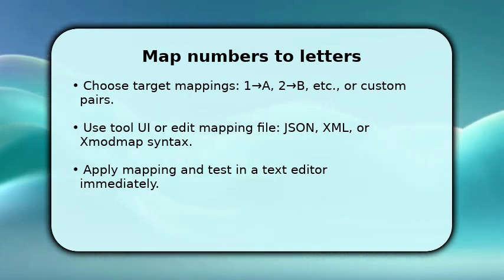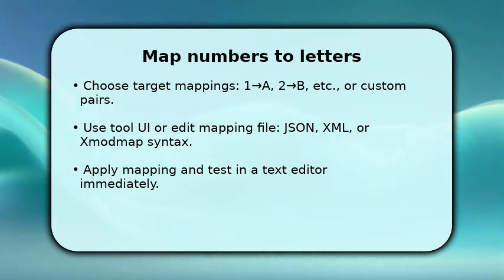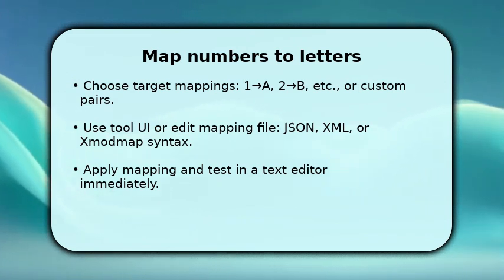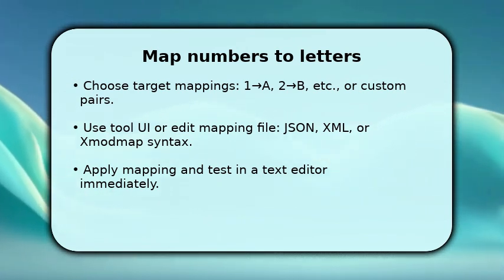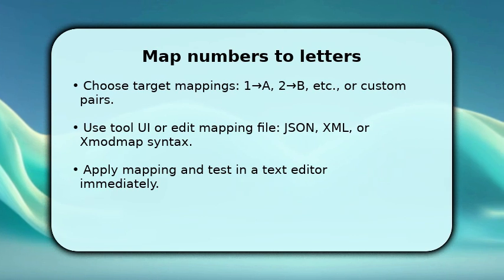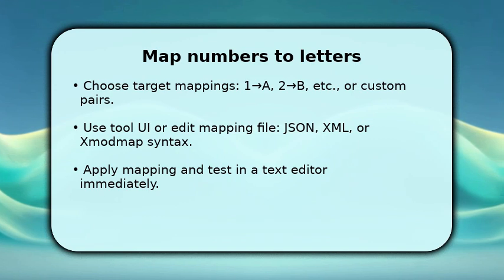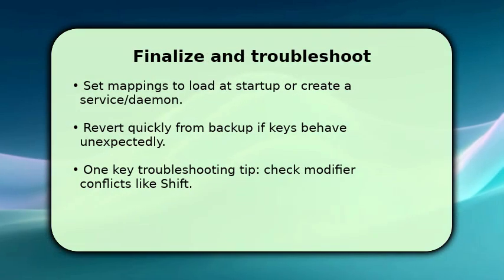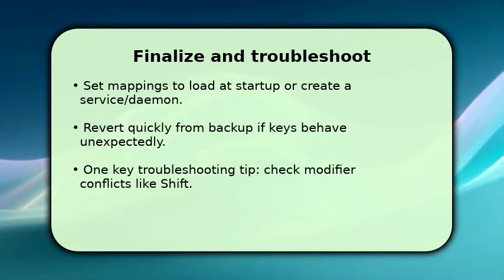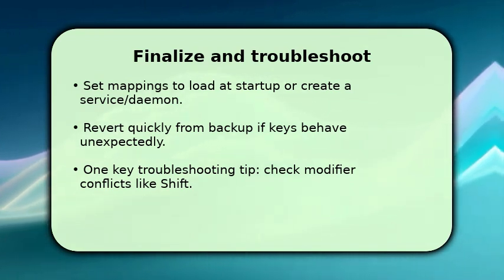Once you've entered mappings, apply them and open a plain text editor to type and verify each key. If the UI provides a preview or simulator, use it. Make sure to save the configuration so it persists across reboots or to set a startup script. Finish by ensuring your mapping loads automatically at sign-in. Enable the tool's startup option, place the script in your OS startup folder, or create a system service.